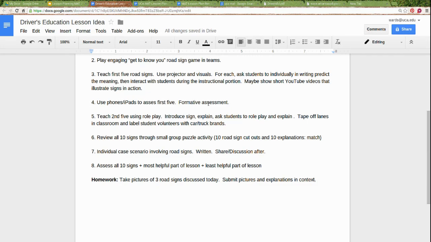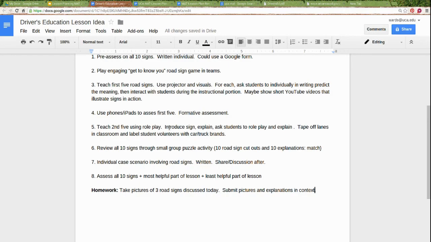Then we would have an extension activity, which is just a fancy word for homework, which would be to take 3 pictures of road signs that were discussed today. So the signs you saw in class, go out and find some of those in the world. Take a picture and maybe look around at, what's the road look like around that sign? Why is there a yield sign there? Or why is there some sort of cautionary sign there? And then they will submit their pictures and explanations about the context. So that's the basic lesson that we would teach.